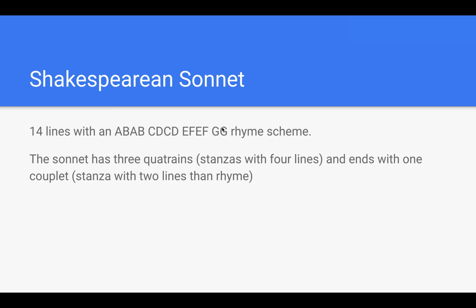So what do we call this? Well, we call these quatrains. Quat means 4. So we have 3 quatrains and 1 couplet. Couplet means 2. And Shakespeare is going to do something interesting with this couplet. He's going to create a different idea along with the different sound.